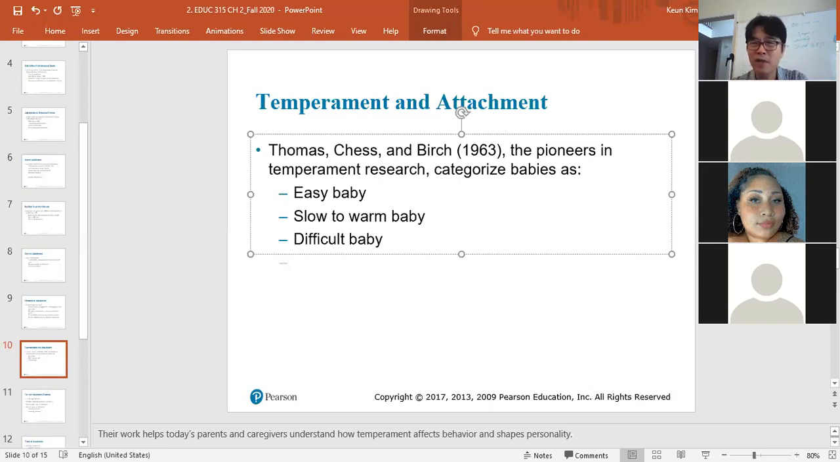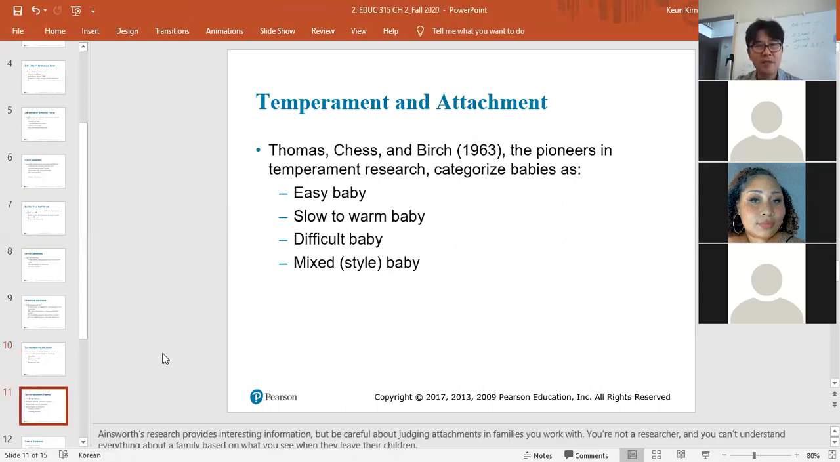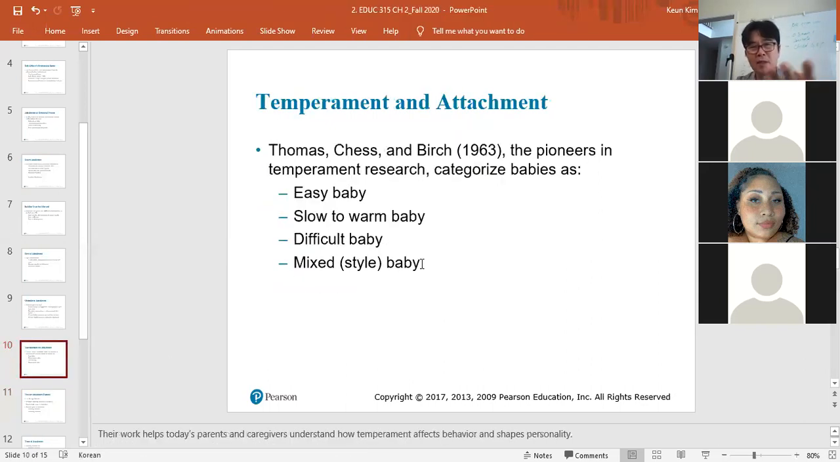Thomas and others created this in 1963. In these days we added a mixed style baby, all mixed style. So basically we remember three types of baby: easy baby, slow to warm up baby, and difficult baby. And in these days we added the mixed baby style.